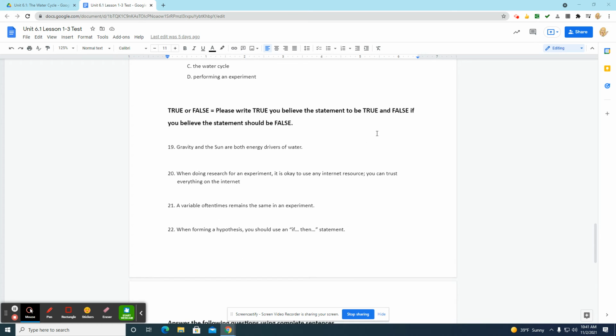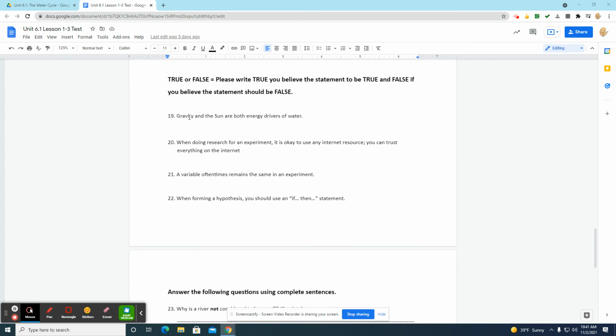All right, we are now going into the true and false section. Please write true if you believe the statement is true, and false if you believe the statement should be false. 19. Gravity and the sun are both energy drivers of water. Is this true or false? Gravity and the sun are both energy drivers of water.